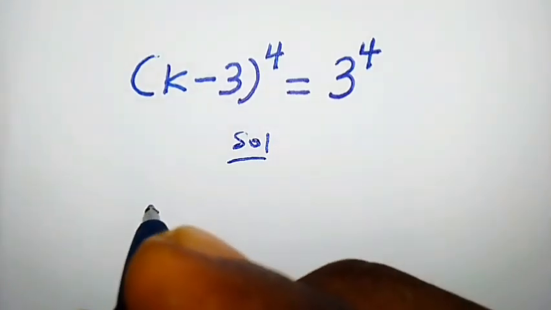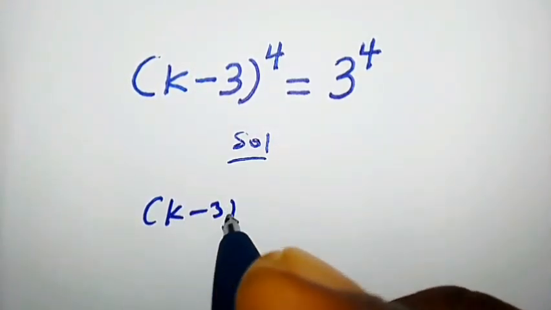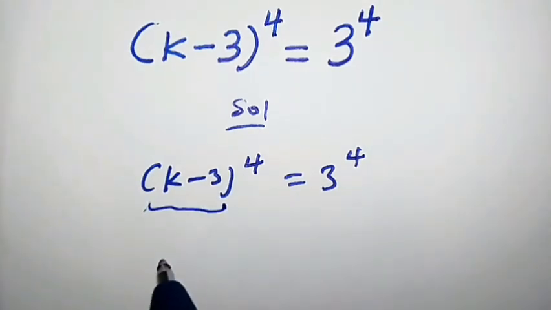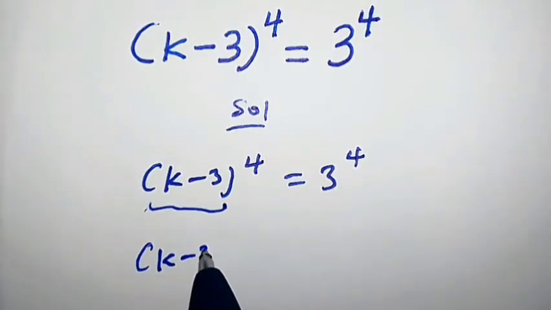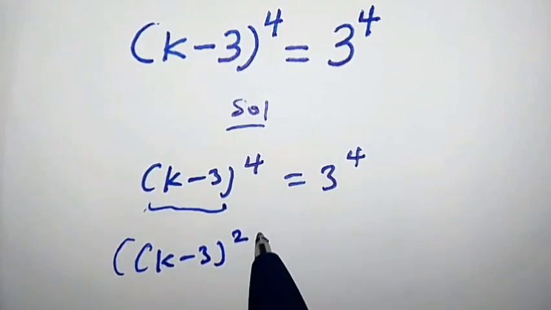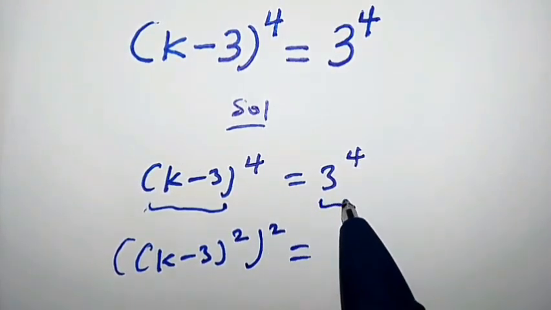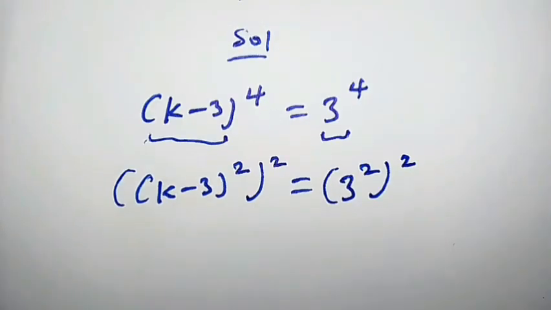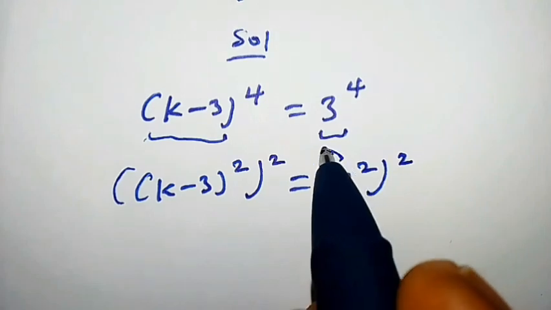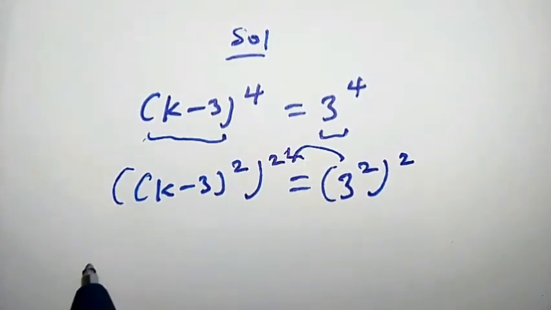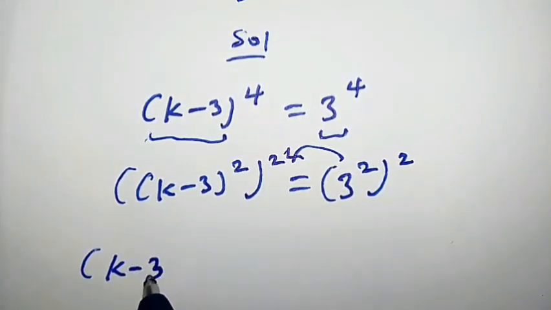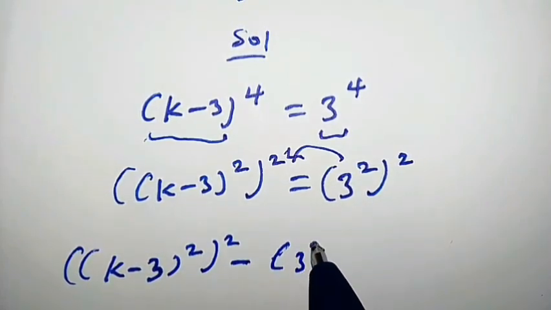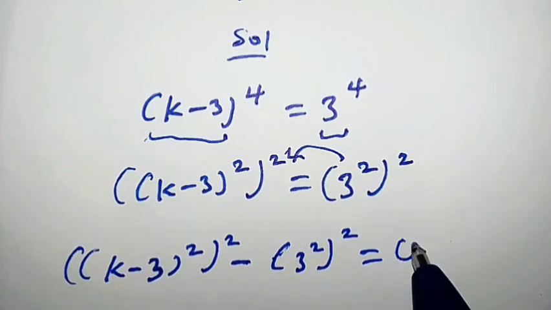Solution. We have (k minus 3) to the power of 4 equal to 3 to the power of 4. This left hand side could be written as (k minus 3) to the power of 2 times 2, equal to 3 to the power of 4. We can also rewrite it as 3 to the power of 2 times 2. Now, let us transfer this right hand side to the left side. So we are going to have (k minus 3) to the power of 2 times 2 minus 3 to the power of 2 times 2 equal to 0.